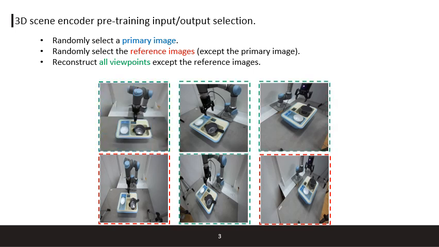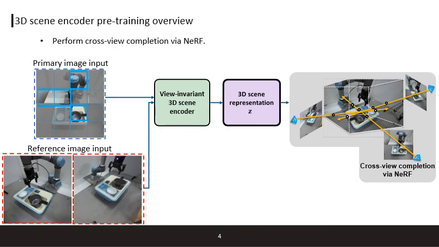Then, by utilizing NeRF, we reconstruct all viewpoints except the selected 2 reference images. In this case, the number of viewpoints for reconstruction is 4. In summary, given a pair of primary image, reference images, and images for reconstruction, the 3D scene encoder takes the primary image and reference images as inputs. Then, the 3D scene encoder extracts the 3D scene representation Z, and the NeRF model takes this representation Z in addition to the position and view direction for 3D volume rendering. The NeRF model reconstructs all viewpoints in the dataset, except for the viewpoints of reference images.